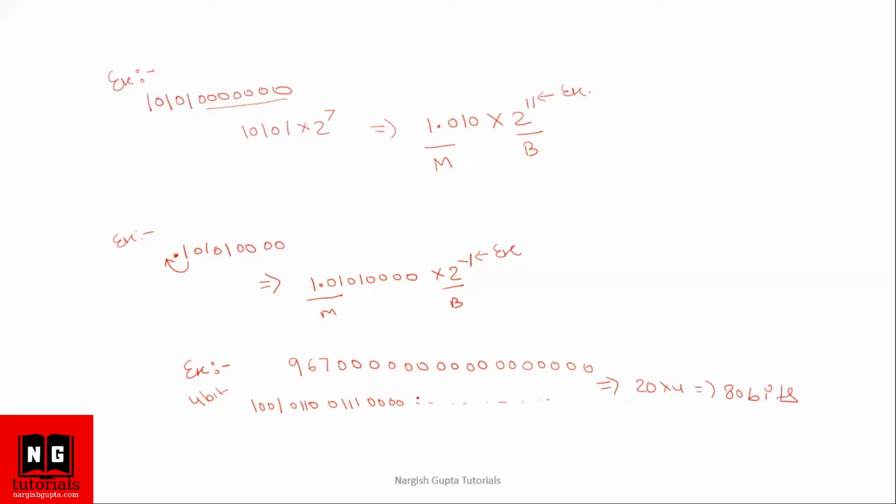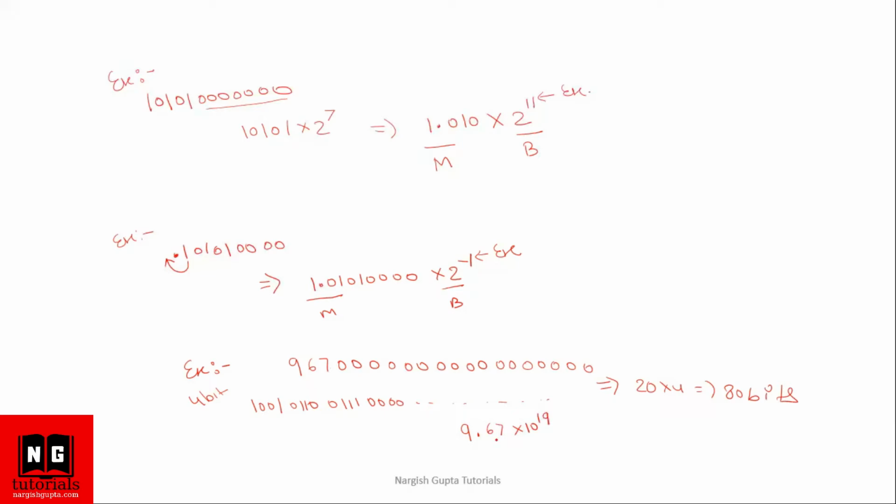But let's say we store this in the scientific representation or floating point representation, how can we do that? We will just write it as 9 point, as the decimal should be after the most significant digit. So it will be 9.67 into 10 to the power 19.